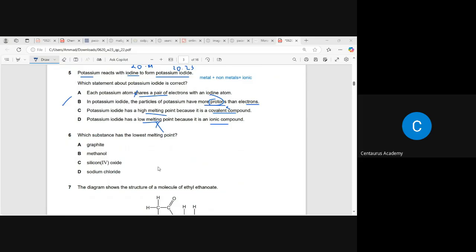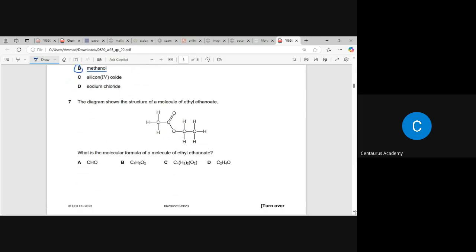Lastly, you have B, which is sodium chloride. Sodium chloride is again an ionic substance. Ionic substances also have giant ionic lattices, having greater melting points. So the one that is a simple molecular covalent structure is methanol, so methanol is the right answer here. Look into the next question.